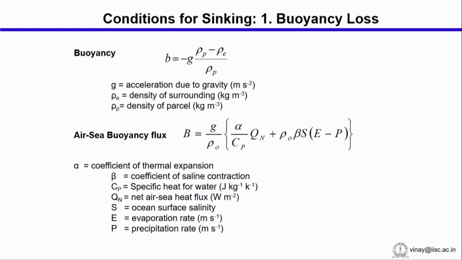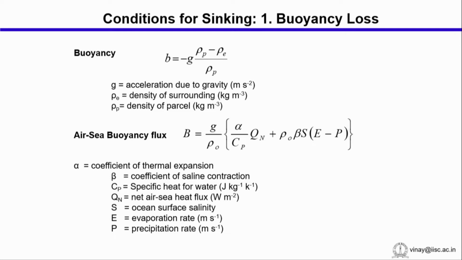The condition that is required for the water parcel to sink is that the water parcel should attain a density which is higher compared to the density of its surrounding waters. So, two conditions have to be satisfied. One is that there should be a loss of buoyancy, and the second condition is that the parcel should be able to penetrate the barrier of stratification and sink to deep depths. So, let us look at those processes.